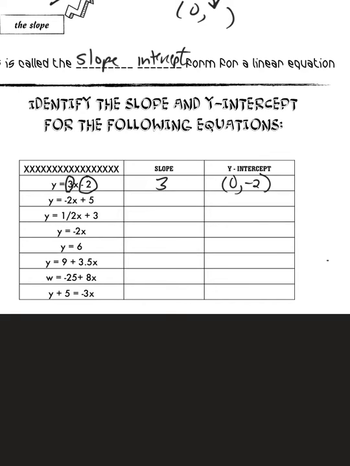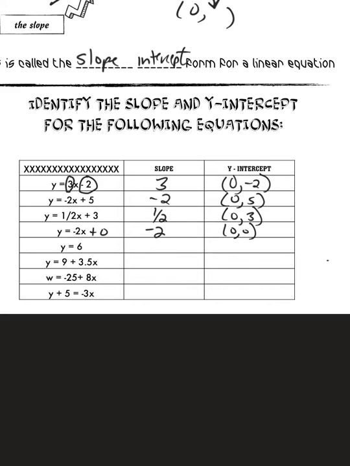The second example, your slope is negative 2, your y-intercept is 0, 5. The third example, your slope is 1/2. The y-intercept is 0, 3. The fourth example, your slope is negative 2. Your y-intercept, even though you don't really quite see it here, is going to be the origin. If you don't have a number that you can see in the spot where you have b in your slope-intercept form, then you can assume that there's a 0 in that spot, so the y-intercept is the origin.